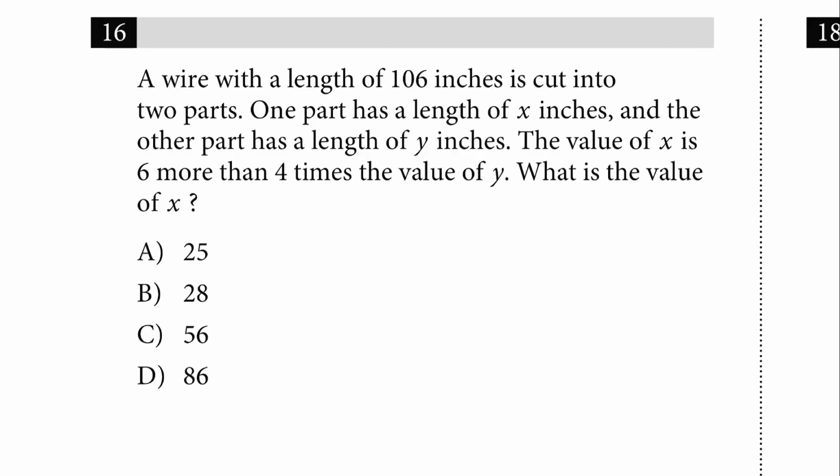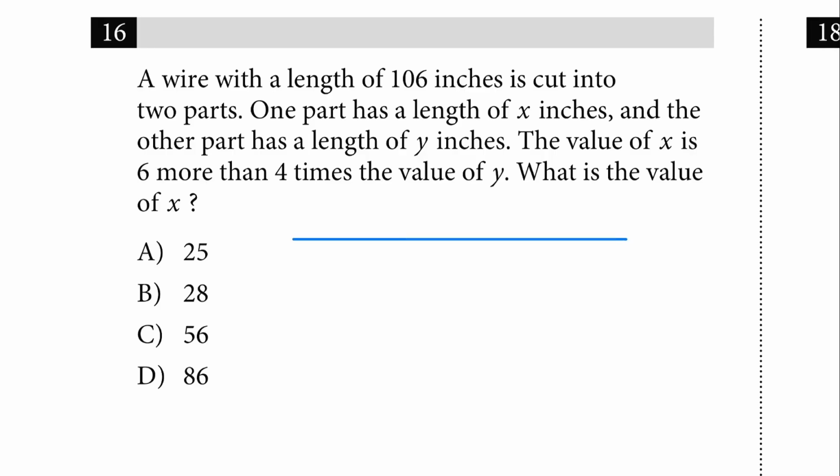A wire with length of 106 inches is cut into two parts. One part has a length of x inches and the other part has a length of y inches. The value of x is 6 more than 4 times the value of y. So what is the value of x? This is going to be a system of equations. So we have a wire here.